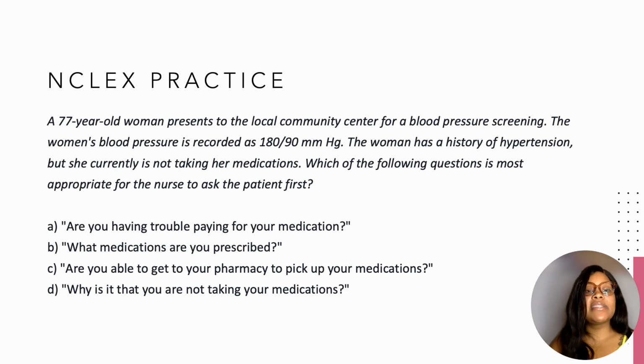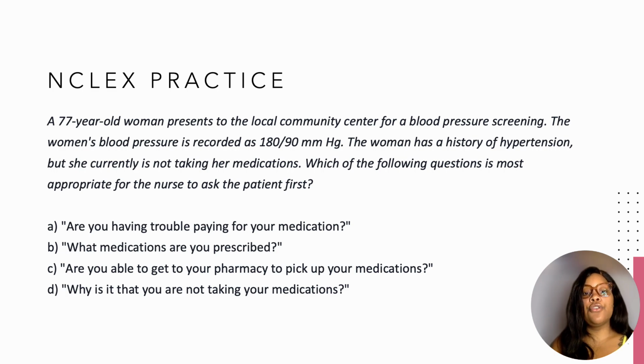It says a 77-year-old woman presents to the local community center for a blood pressure screening. The woman's blood pressure is reading 180/90. The woman has a history of hypertension, but currently is not taking her medication. Which of the following questions is most appropriate for the nurse to ask the patient first? A, are you having trouble paying for your medication? B, what medications are you prescribed? C, are you able to get to the pharmacy to pick up your medications? Or D, why are you not taking your medications?